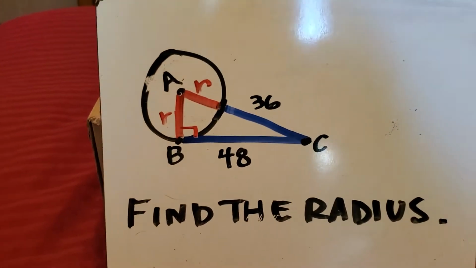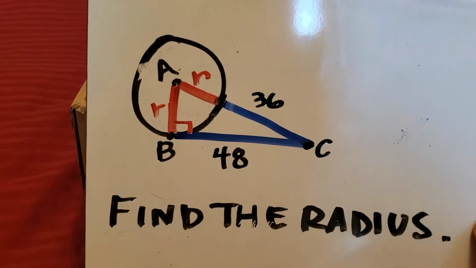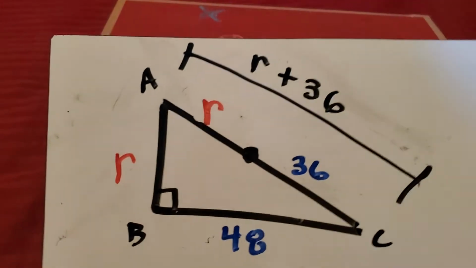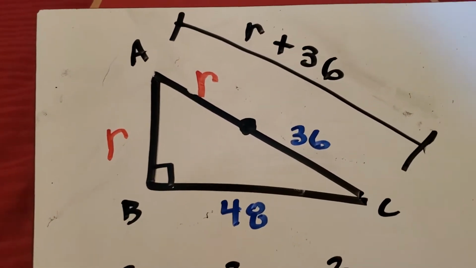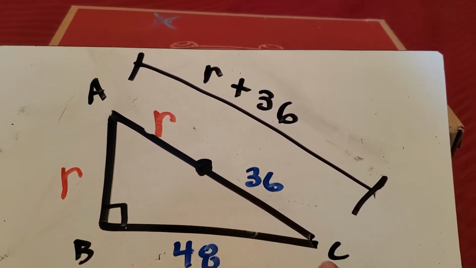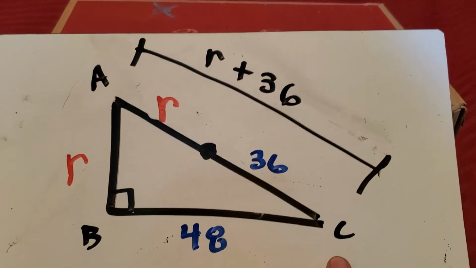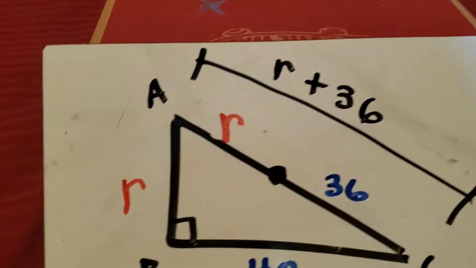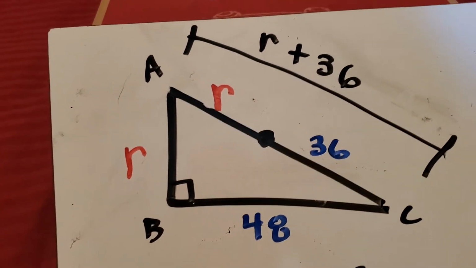So first is to identify A, B, and C in the Pythagorean theorem. All right, so here is the right triangle without the circle. Notice we have the radius 48, and R and 36 are the entire hypotenuse. So looking at that again, we have to add those two values together and put that in as C.